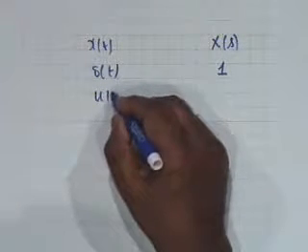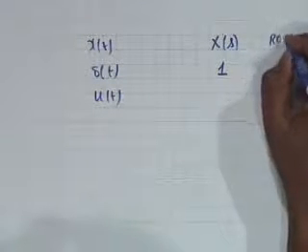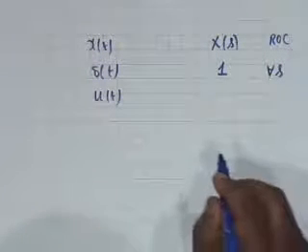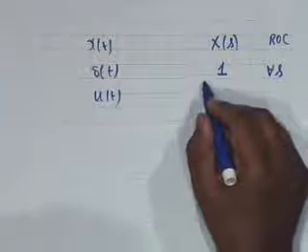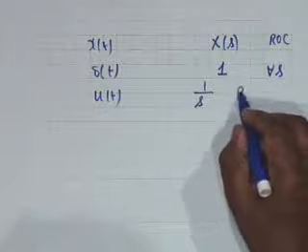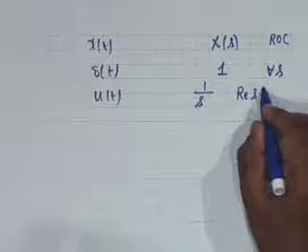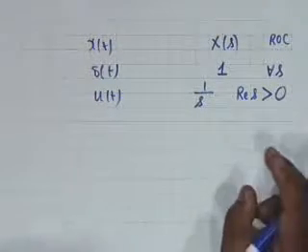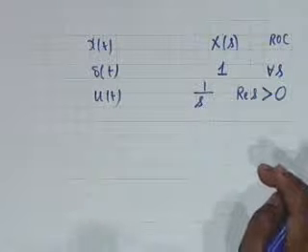If it is u of t, now the ROC should also be written along with the Laplace transform. This is all s. If it is u of t, then the Laplace is 1 by s and the ROC is real part of s greater than 0. This is a right sided ROC or a right half ROC.